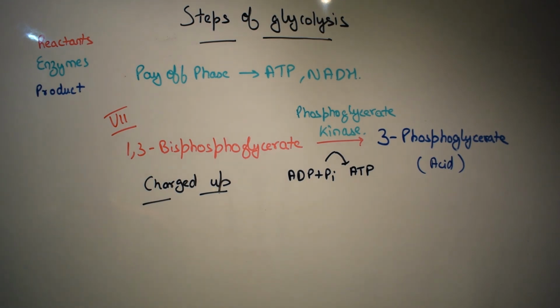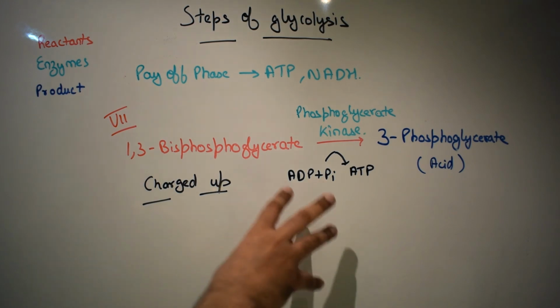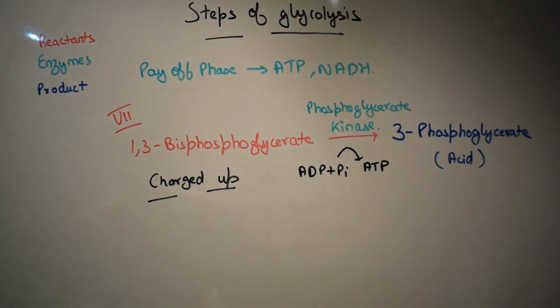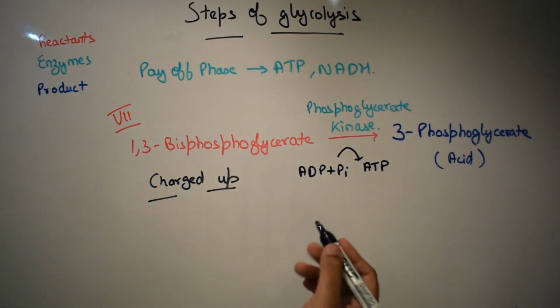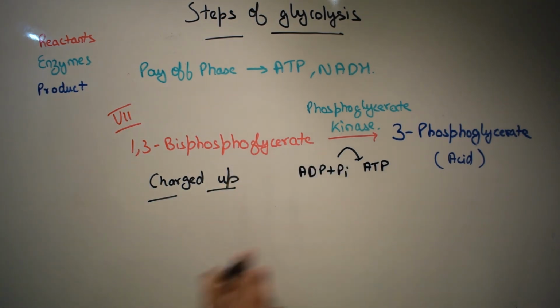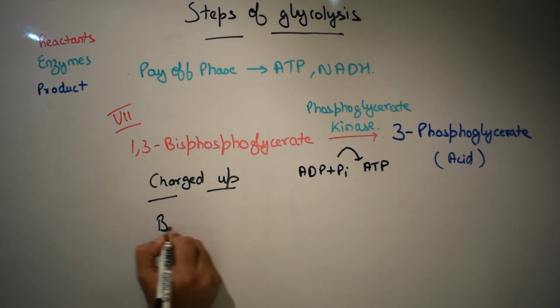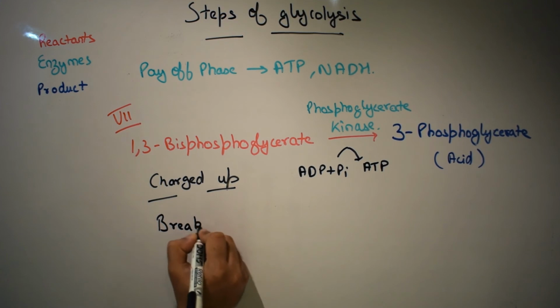In the last step, where hexokinase was used, where phosphofructokinase was used, ATP was used by the cycle, but here the cycle is called the payoff phase. So now the production of ATP is taking place. So we can also call this step, the 7th step of glycolysis, a break-even point. Why do we call it a break-even?